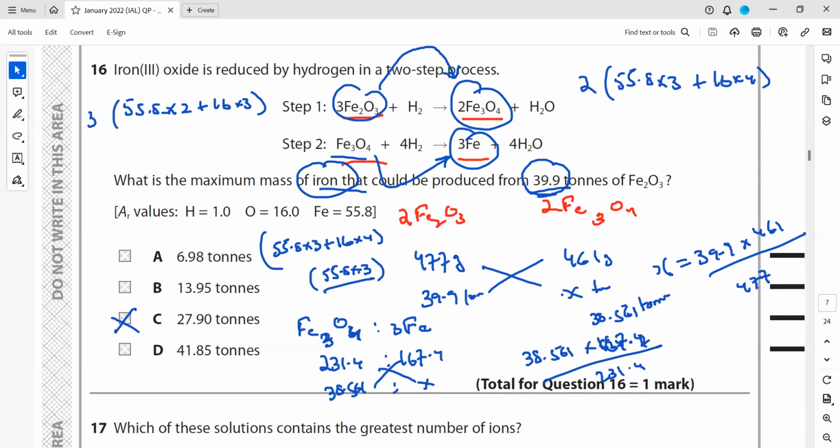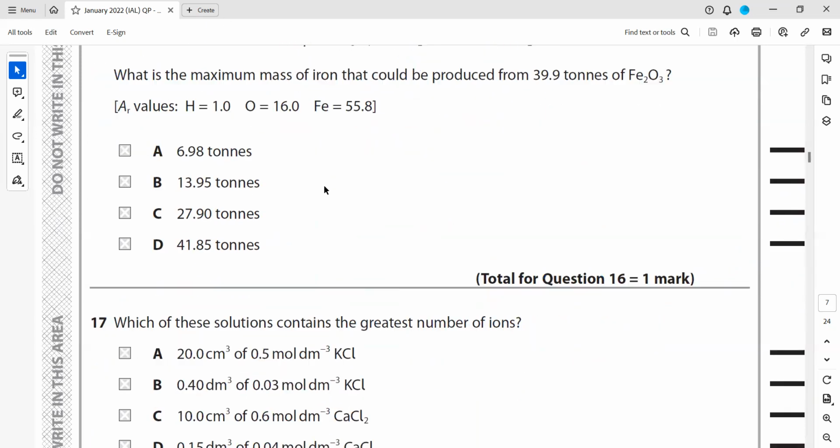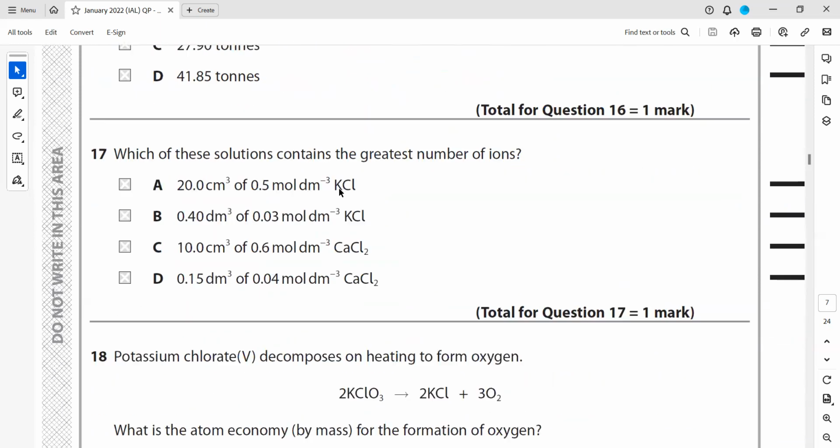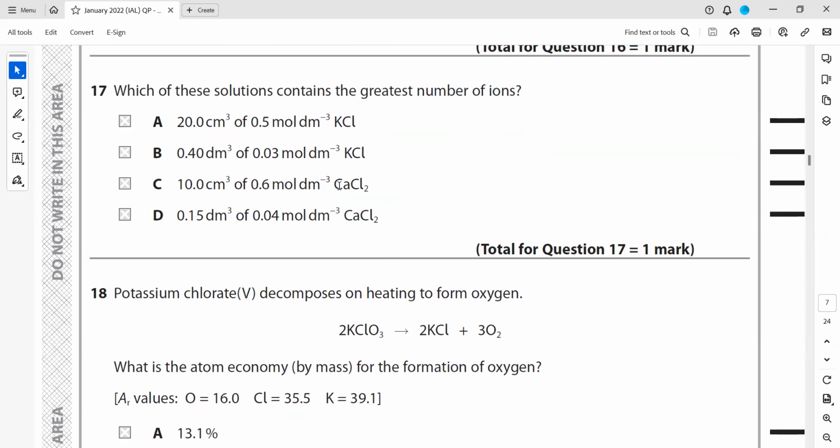Is it clear? So what we did: first we had a mass of iron oxide. From the mass of iron oxide, we got the mass of Fe3O4. And then from the mass of Fe3O4, we get the mass of iron, as there are two equations. And no need to convert the unit because when you're taking a ratio, even if it was kilogram or gram, it does not make a difference. If you substitute in gram, the final answer will be in gram. Substituting in kilogram, the final answer will be in kilogram.